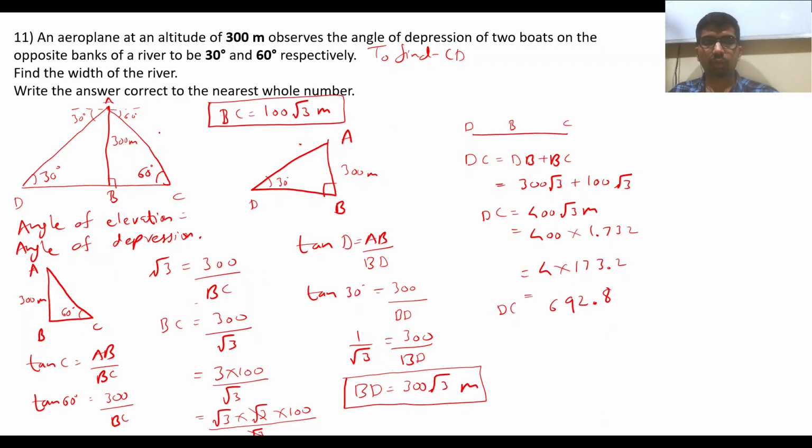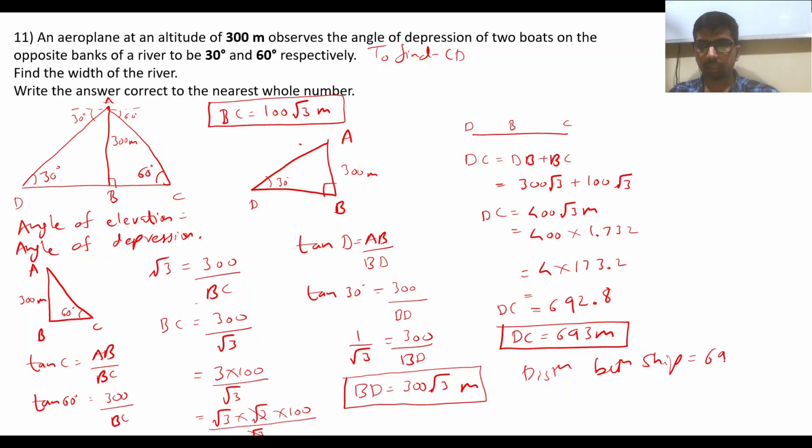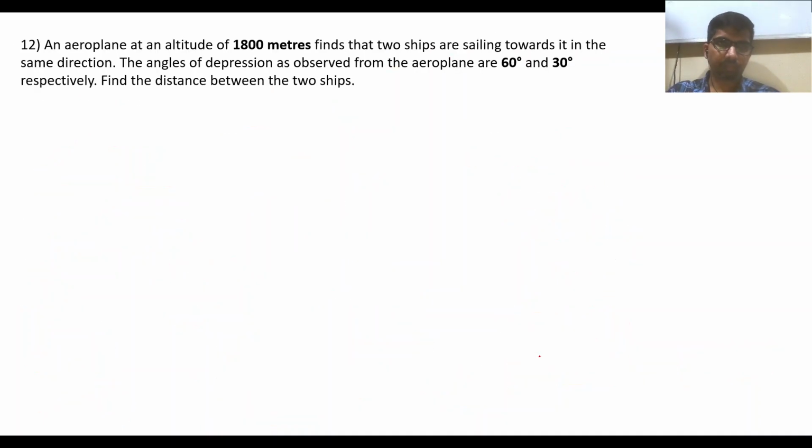So they want to nearest whole number after decimal is 0.8. So we can round up. इसको round up करना 693 meters. So distance between the ship is 693 meters. Distance between ships 693 meters, and that's the answer. It's very easy. It's not tough. If you can do light sum, you can easily do aeroplane sum.